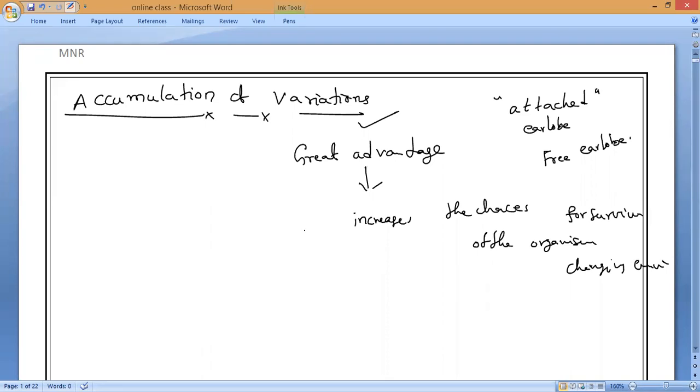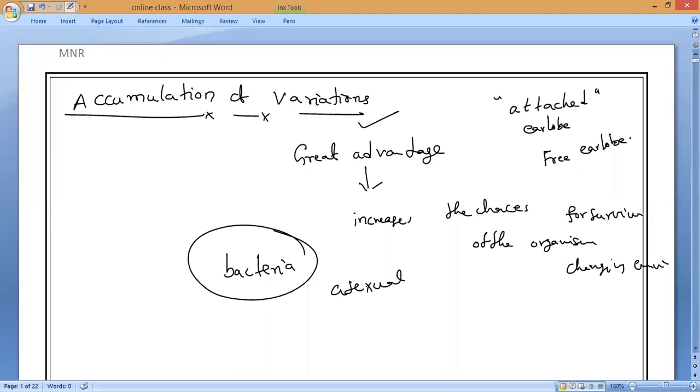That is why the best example we have taken is bacteria. As we know, bacteria reproduce by asexual reproduction, so are the variations less or more? Anybody? The variations are very, very less. But still, you can see that bacteria cannot survive high temperatures.